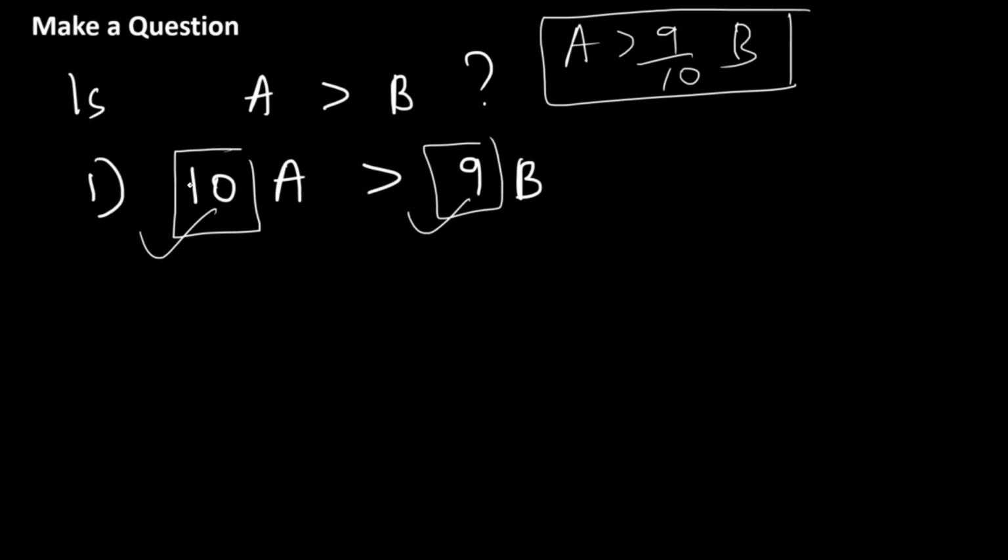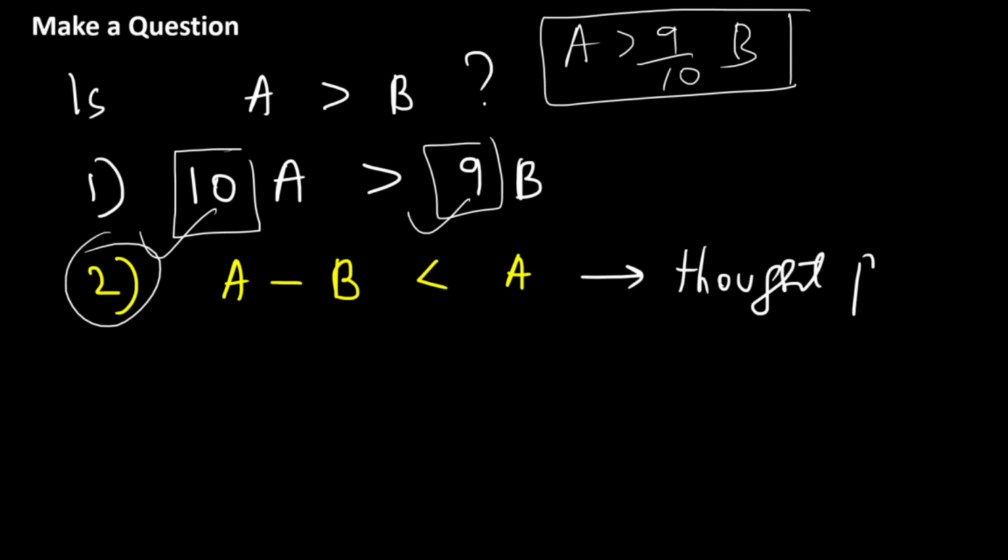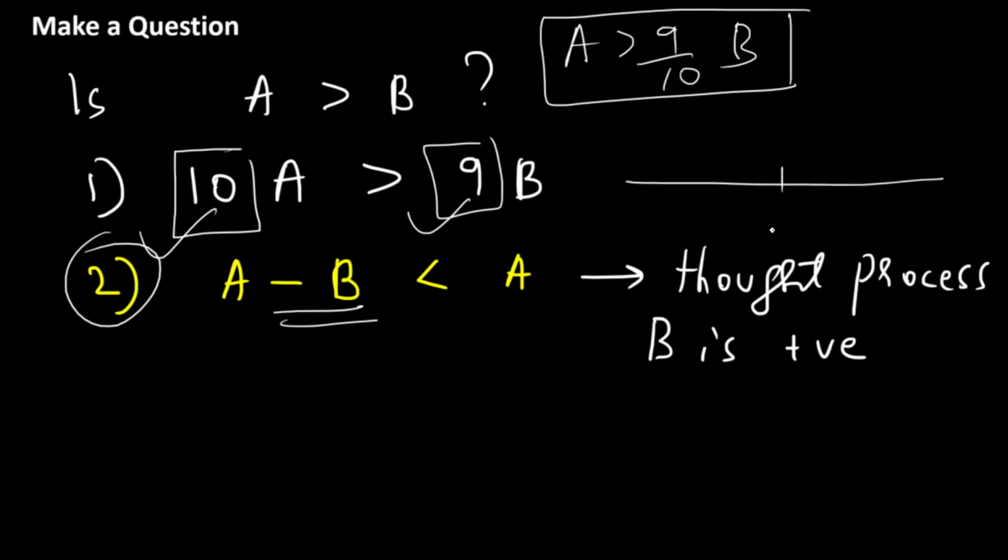Now, the second statement, let's take it as A minus B is less than A. So what is the thought process behind creating this second statement? It is that B is a positive value, right? Now, on the number line, if you subtract a positive value, you always go less. You always move towards the left-hand side. Let's say this is the number line. Now that's the visual representation.